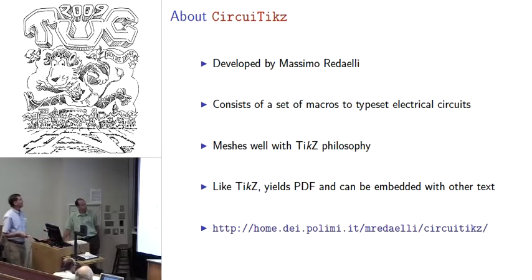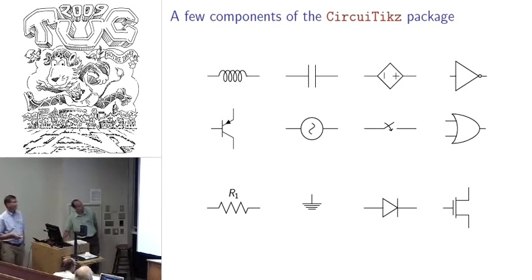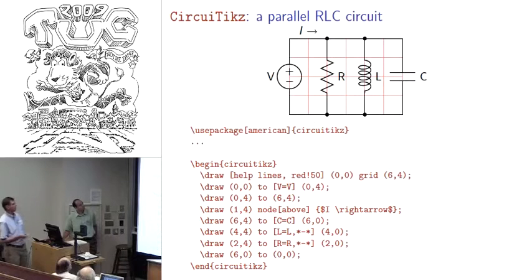Next page. So here are some of the kinds of symbols that you can get from this package. They're essentially just special kinds of nodes that we're going to put along other paths. So here's a simple example.